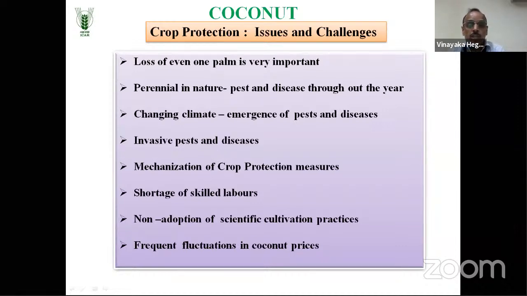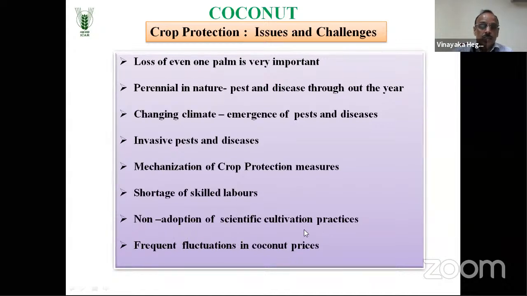And mechanization: many of our operations are not mechanized yet. We need mechanization, either drone or remote-control operated mechanisms, to apply crop protection measures. Otherwise, nowadays skilled laborers are not available to apply crop protection chemicals, and it will be very difficult for farmers. So in this area, we are now working on drone-based surveillance and mechanized crop protection measures. That is the need of the hour.